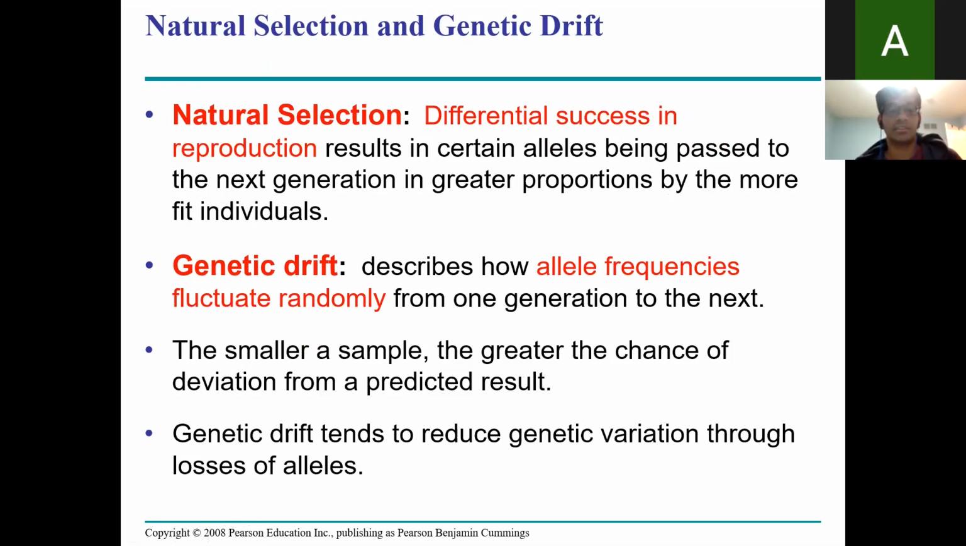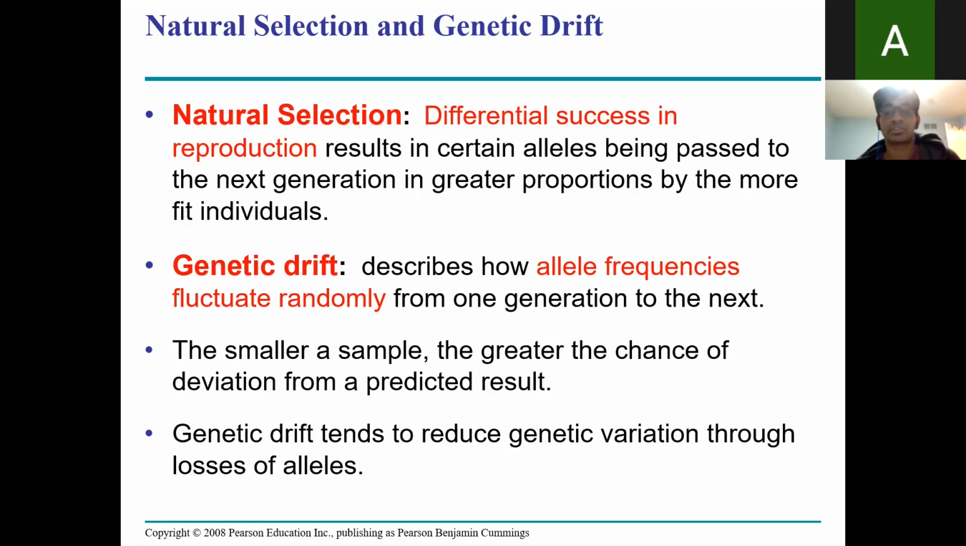So these are defined as: natural selection is differential success in reproduction. It results in certain alleles being passed to the next generation in greater proportions by the more fit individuals. So essentially, those traits that are better will be selected for more.